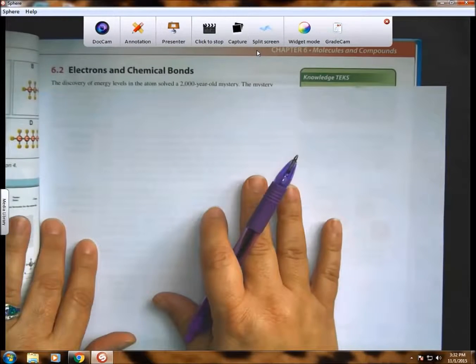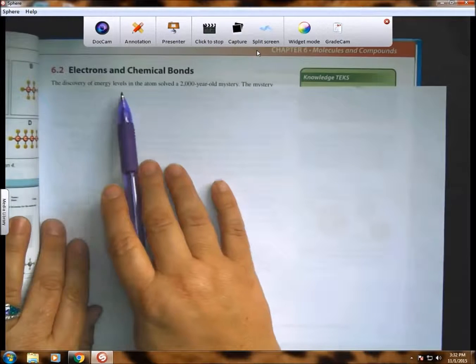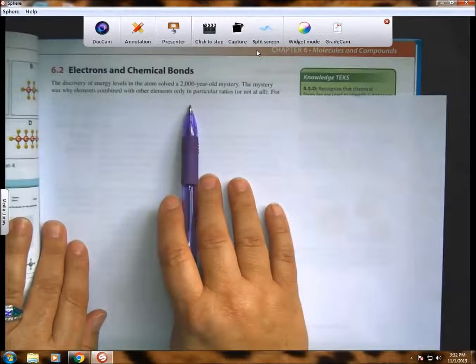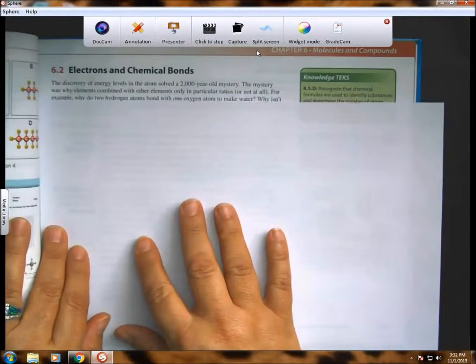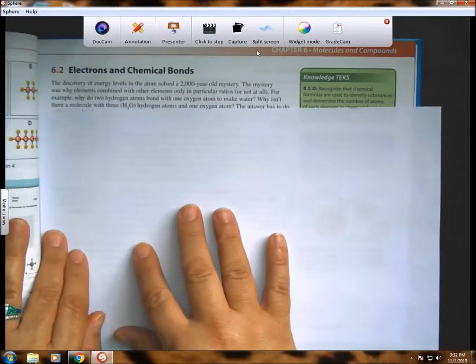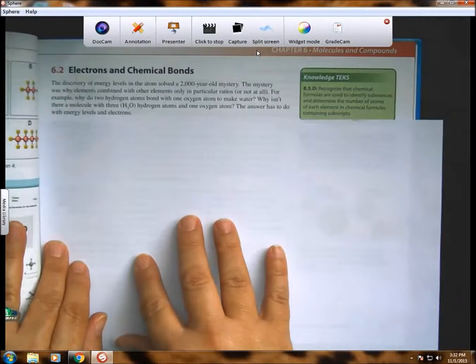So, the discovery of energy levels in an atom solved a 2,000-year-old mystery. The mystery was why elements combined with other elements only in a particular ratio or not at all. For example, why do two hydrogen atoms bond with one oxygen atom to make water? Why isn't there a molecule with 3 hydrogen atoms and 1 oxygen atom? The answer has to do with energy levels and electrons.